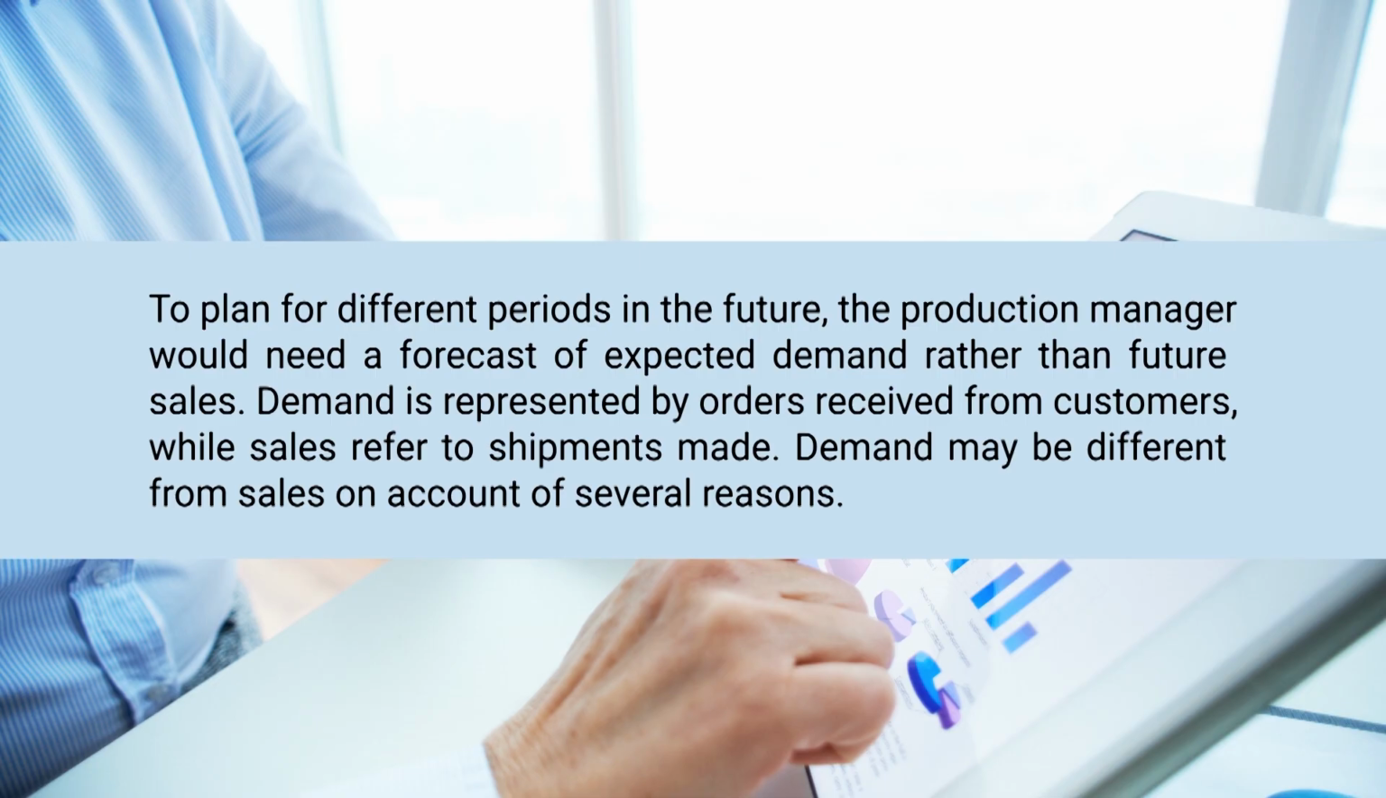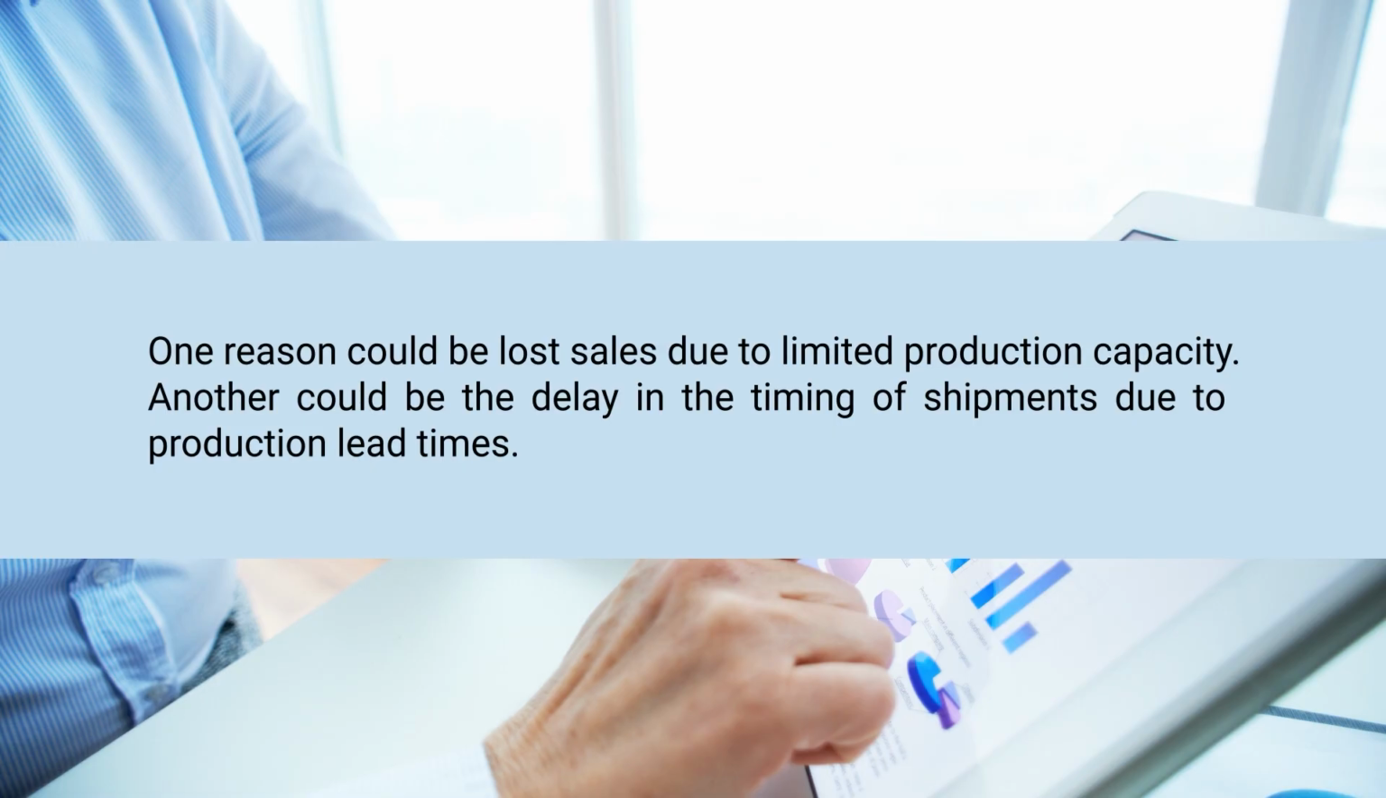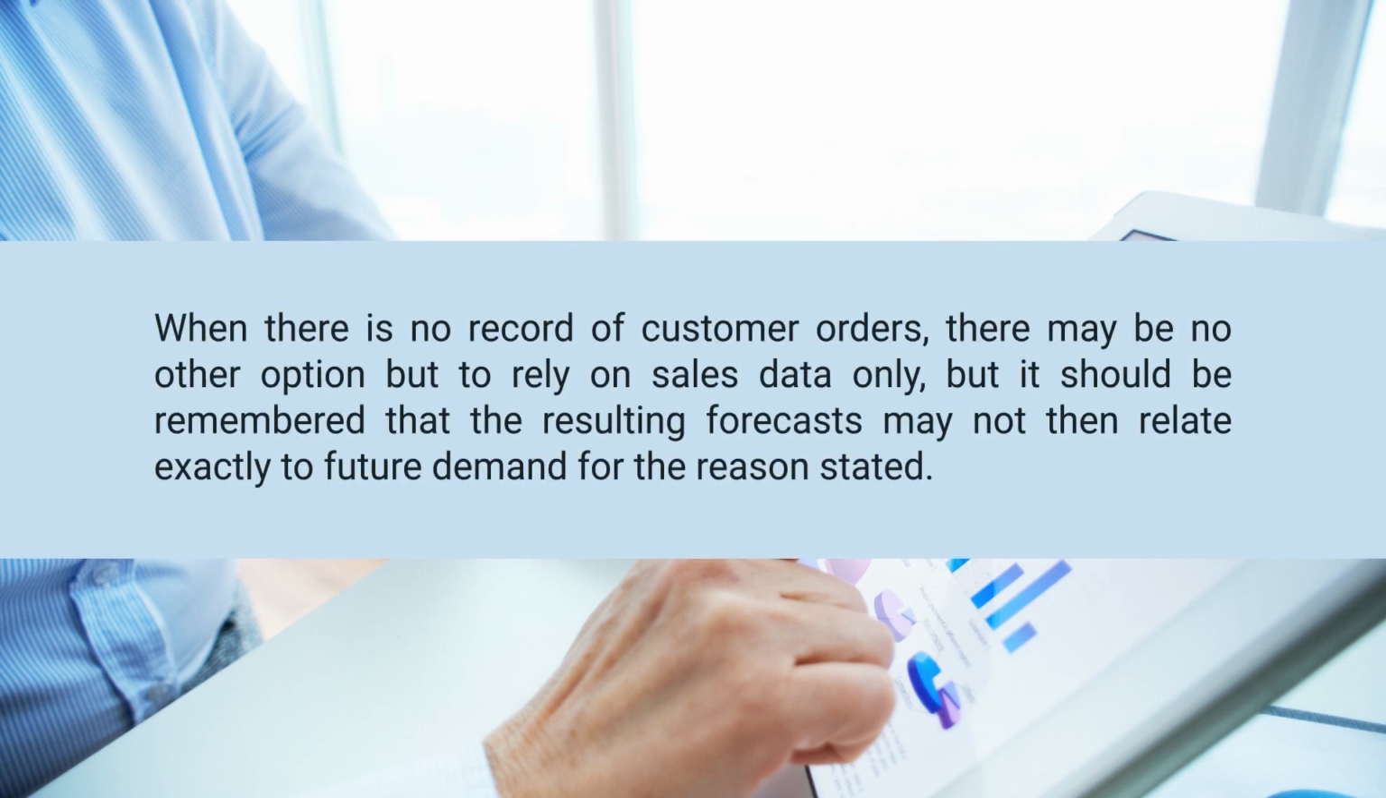Demand may be different from sales for several reasons. One reason could be lost sales due to limited production capacity, another could be delay in timing of shipment due to production lead times. Where there is no record of customer orders, there may be no option but to rely on sales data only. But we have to consider how demand compares to sales data, because sales may have been lost, or shipment could not be done due to long lead time, so there is a delay in sales.